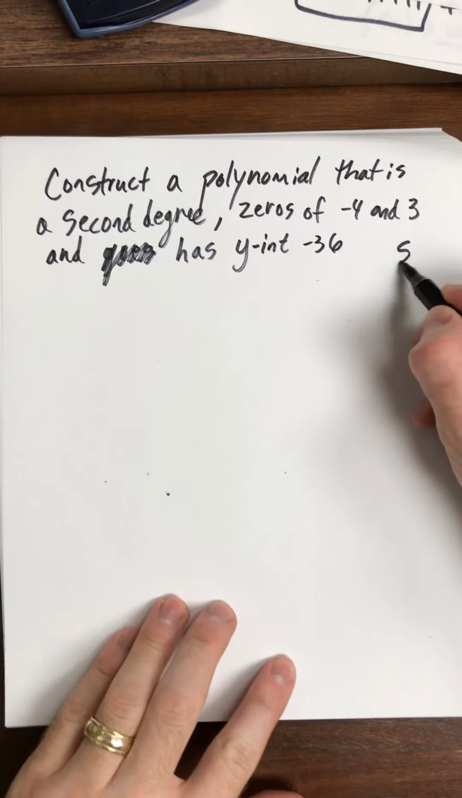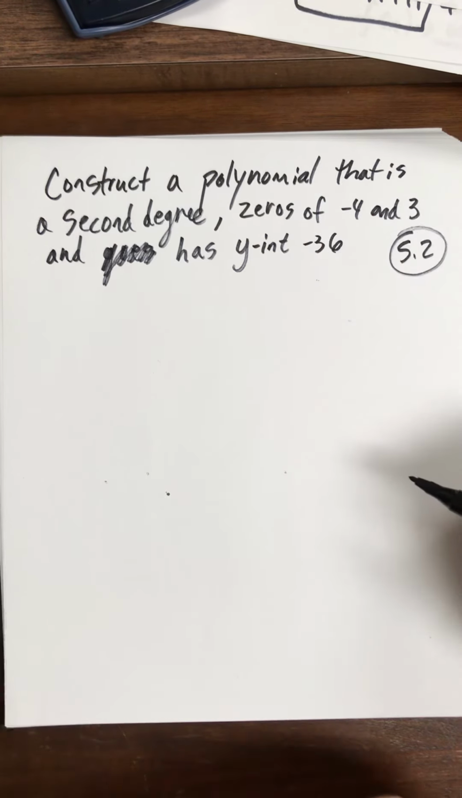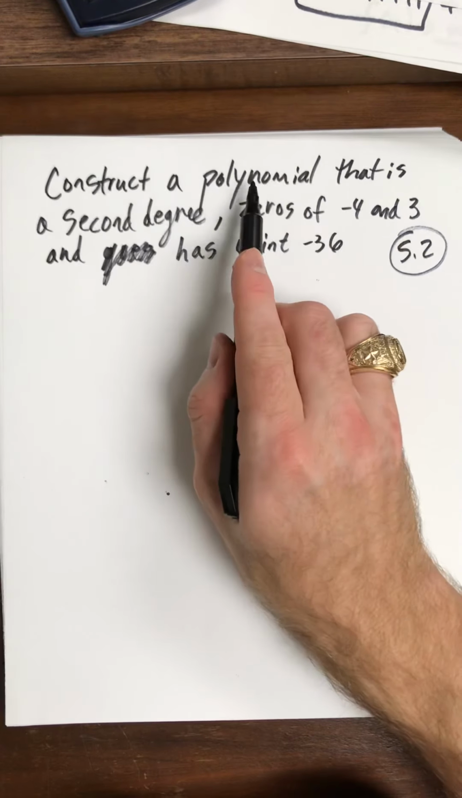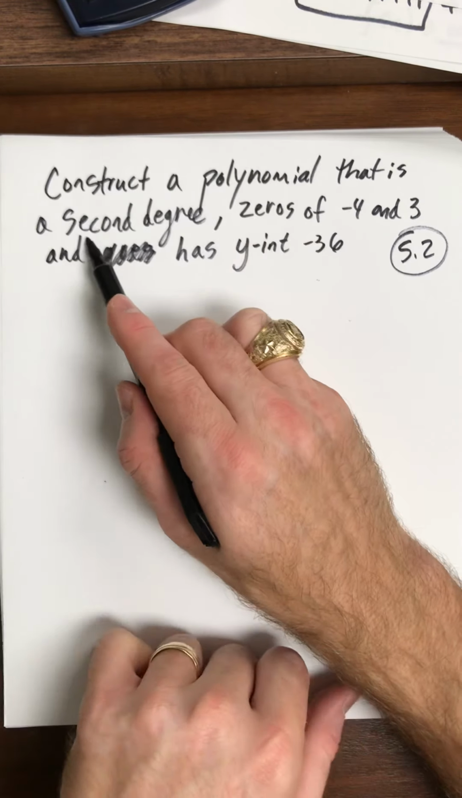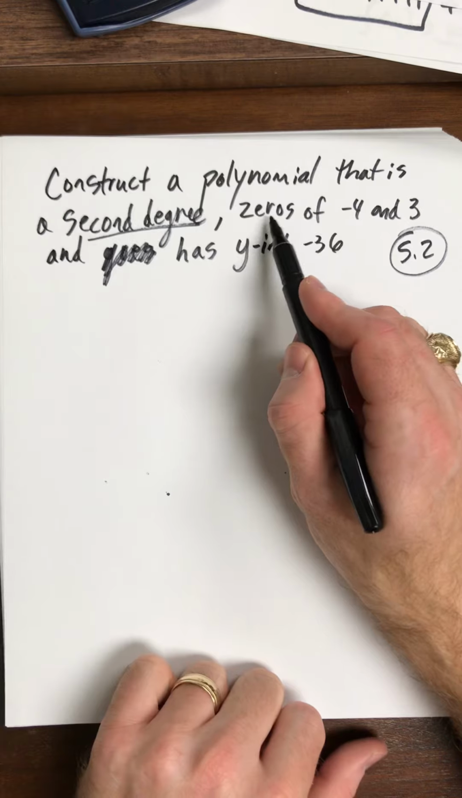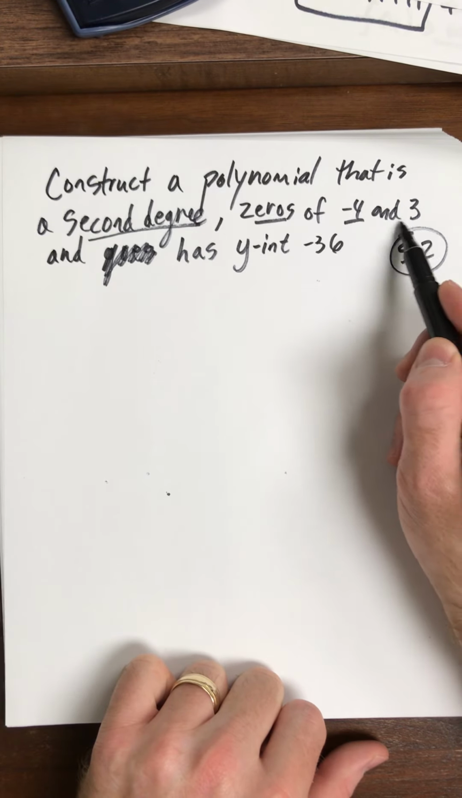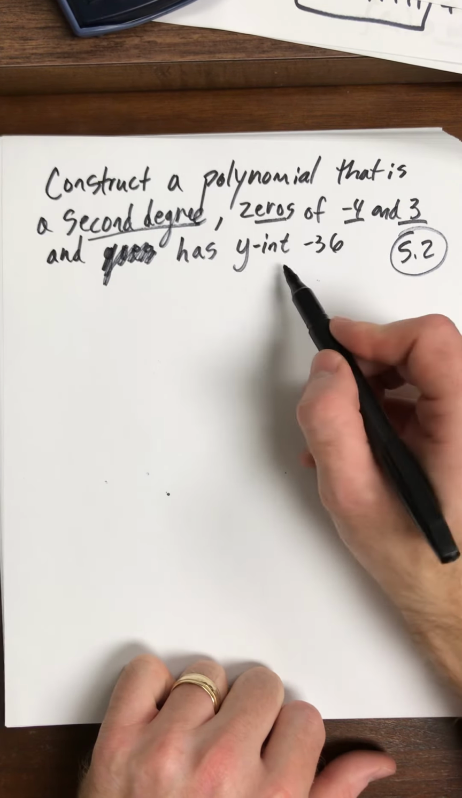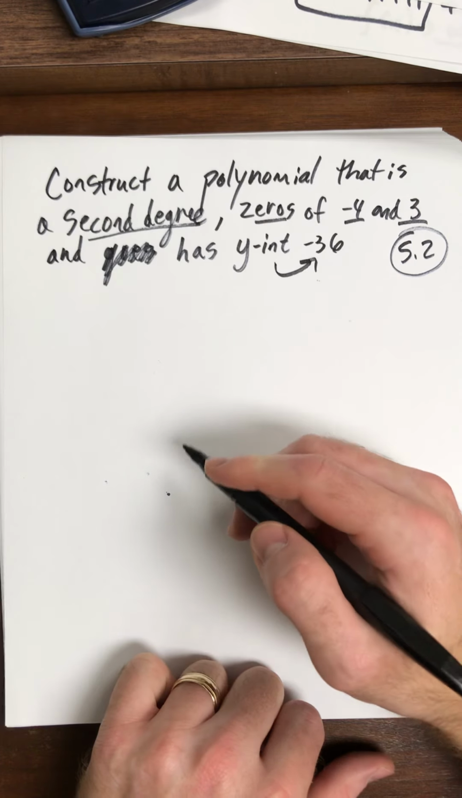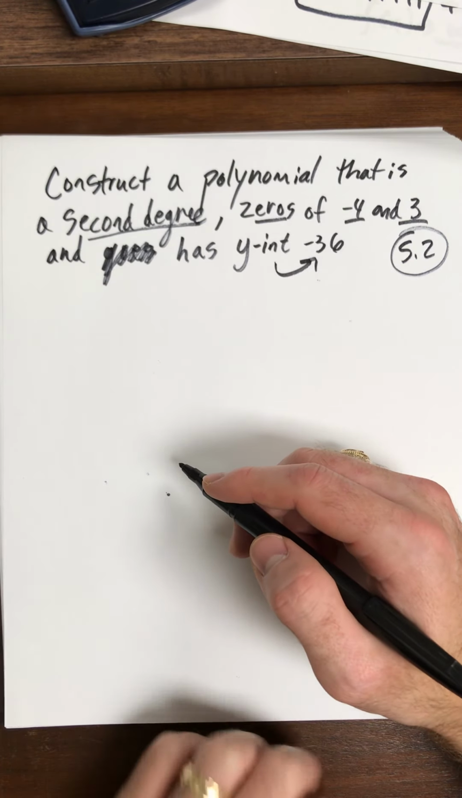Okay, so 5.2, probably last video in this section. I want to construct a polynomial that's a second degree polynomial. It has zeros that are -4 and 3, and then has a y-intercept of -36.